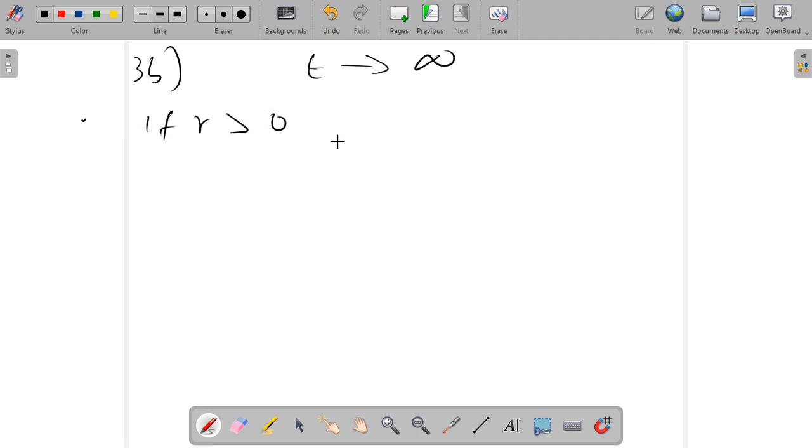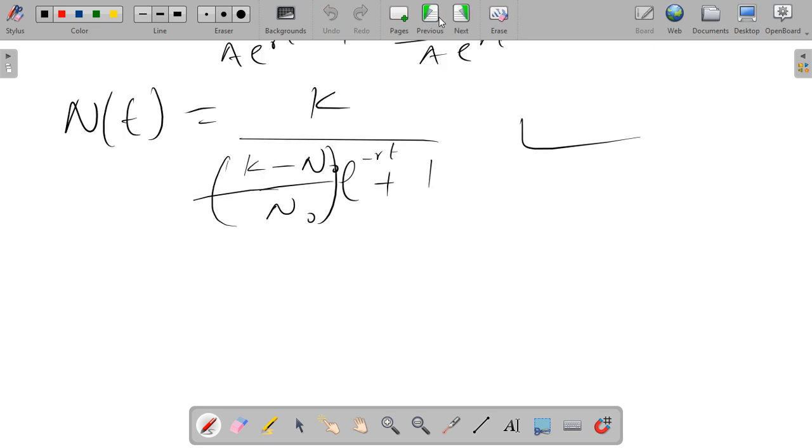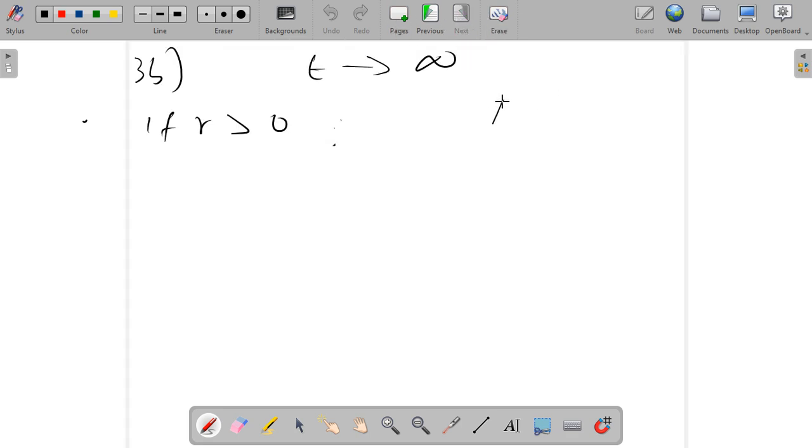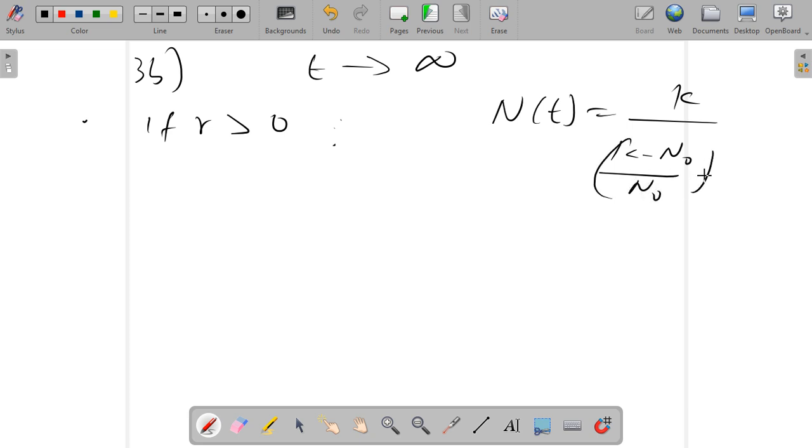Now if r is greater than 0, it will show that, if you see my equation, let's go to the previous. Let me write down my equation. So my equation was that N of t is equal to K over K minus N naught over N naught, all exponential minus rt, plus 1. Now when r is equal to 0, the only place we have r is here. There is a minus here. So if r is greater than 0, that means r is positive.